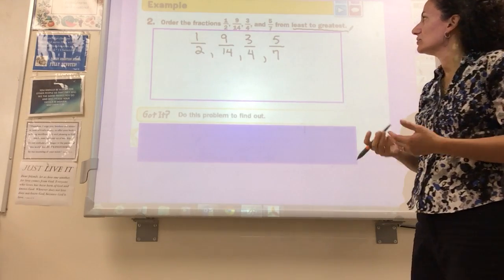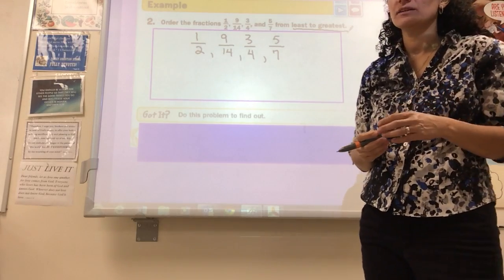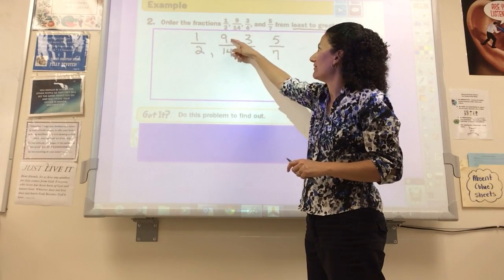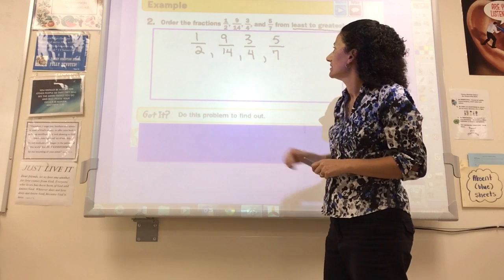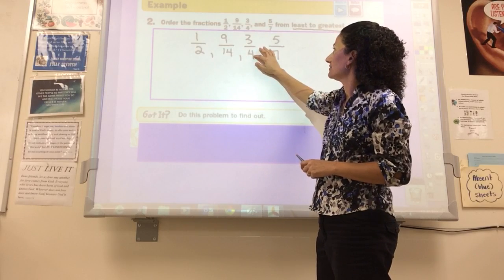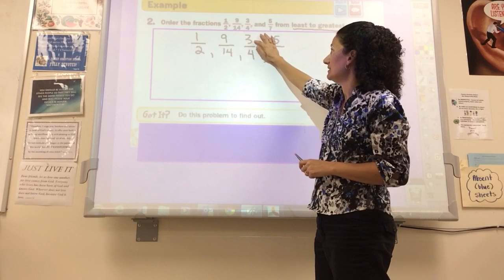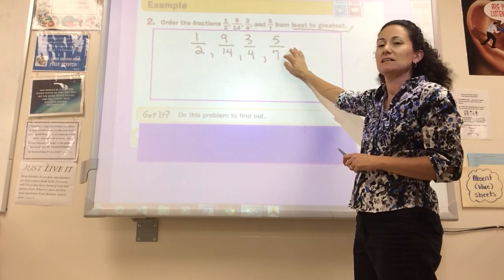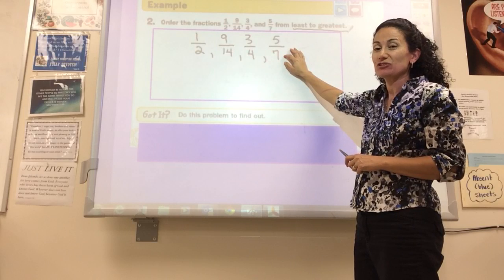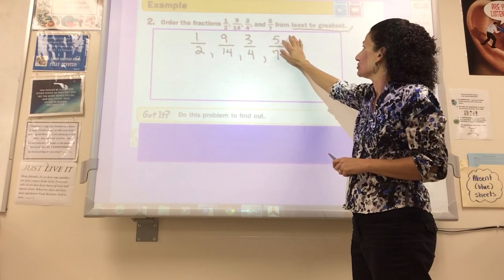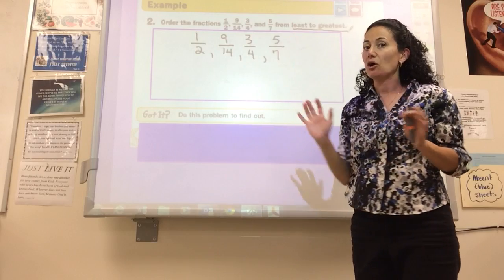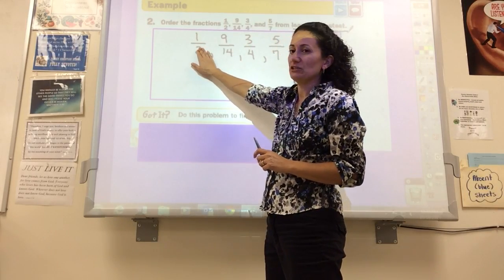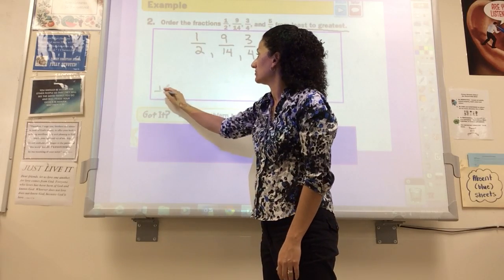First thing we can try to do is we can try to compare them to a half. We see this is a half. Half of 14 is 7, so this is greater than a half. Half of 4 is 2, so this is greater than a half. Half of 7, do you know what that is? It's actually 3.5, which means this is greater than a half. So I can already tell right away that this is going to be my smallest fraction. I could go ahead and write that in my answer.